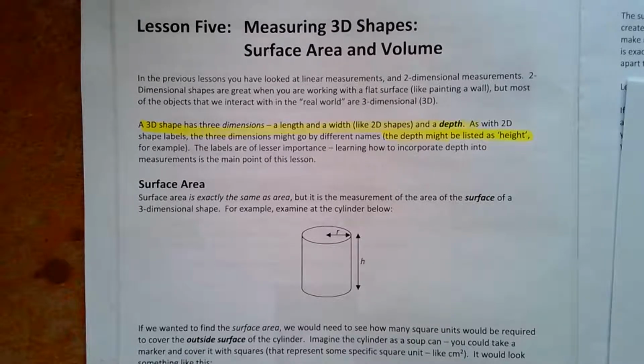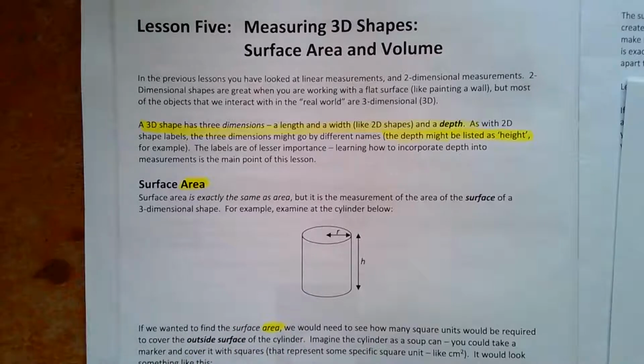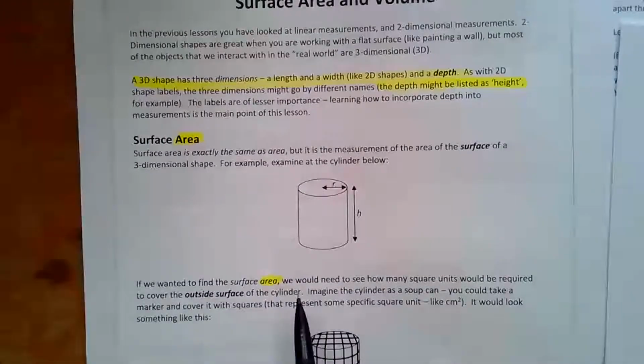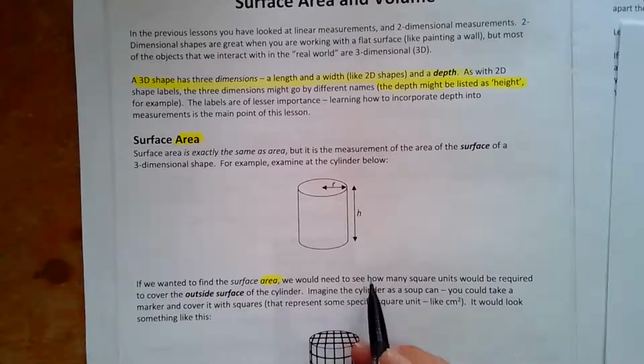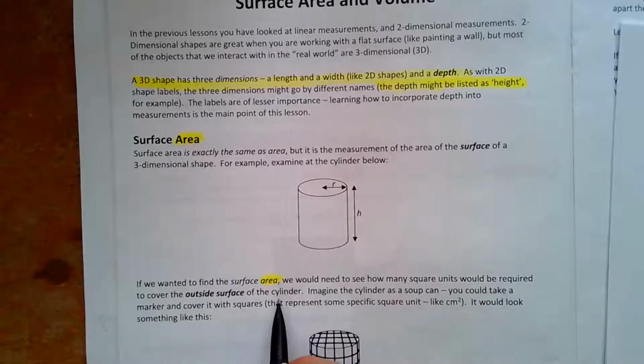But if we want to define the surface area, now see that word area that's embedded in it? It's part of the word surface area. So even though we're talking about a 3-dimensional object, we're still talking about units squared, because basically the surface area is the sum of all of the areas of the outside shape. And I think surface area requires the most thinking, because if we want to find the surface area, we would need to see how many square units would be required to cover the outside surface of the cylinder.